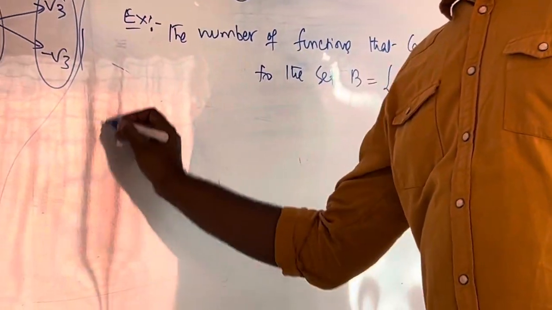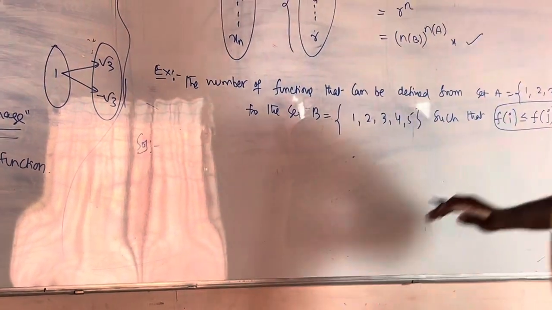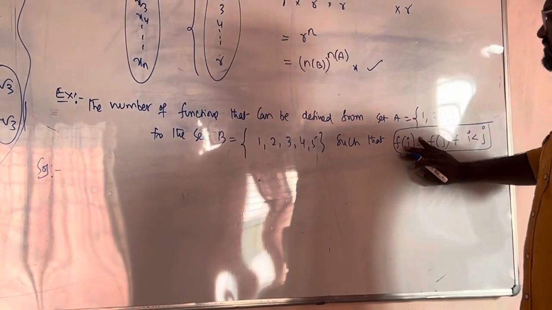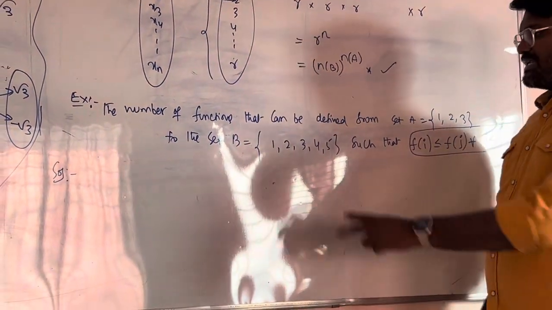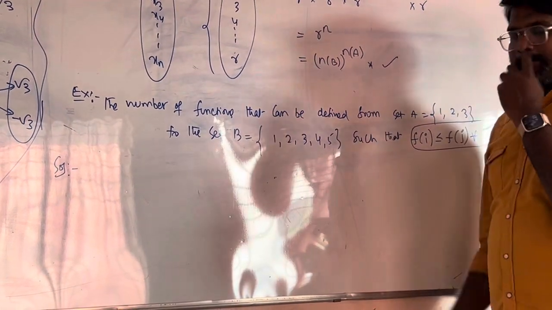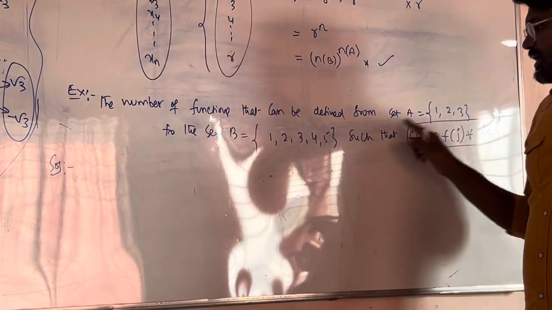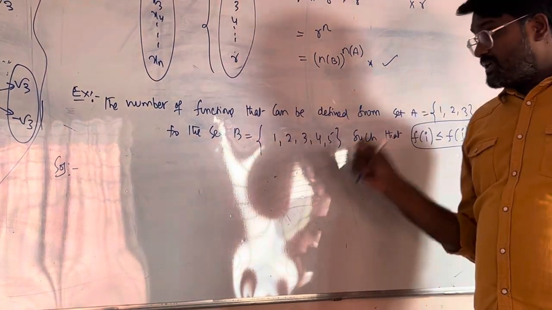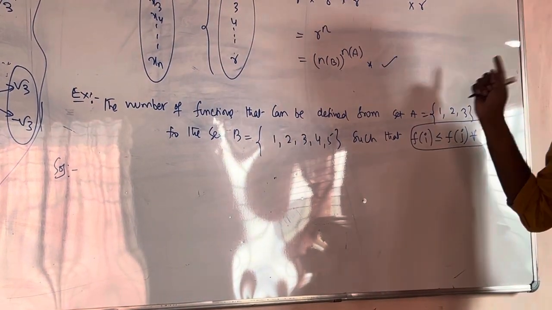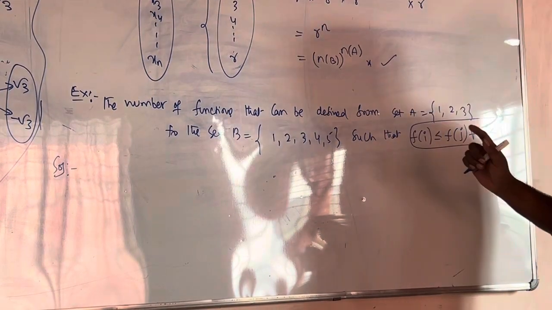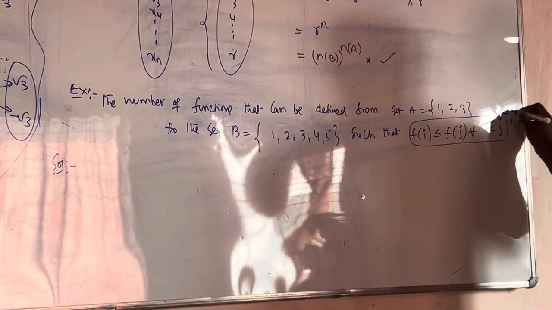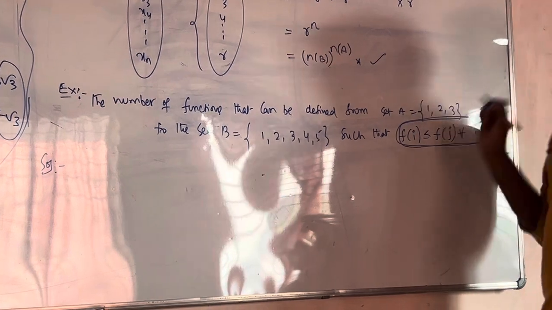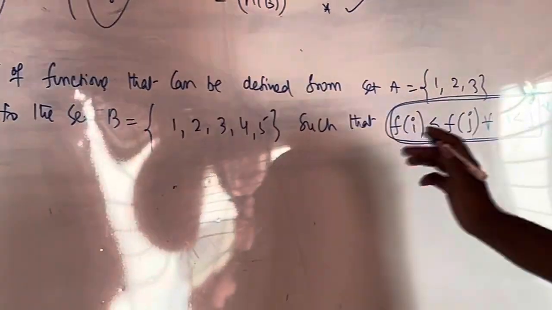Now observe carefully. If this part is not there, this question would have been very easy. The answer is directly 5 to the power 3, because the number of elements in A is 3 and the number of elements in B is 5. So the answer will be 5 to the power 3. But he is not asking the total number of functions directly. He is asking us to determine the number of functions which satisfy this property. Now we need to understand this property very clearly.